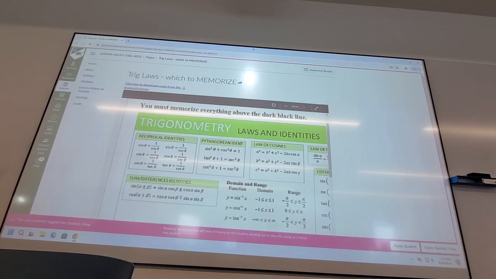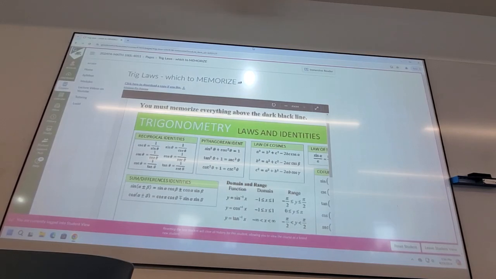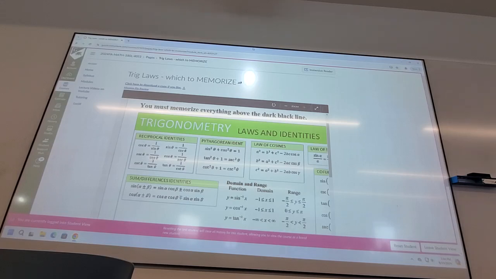So, let me ask you this, very off the cuff, kind of out of nowhere. Can anyone tell me anything besides what you see on the screen there about trigonometry? Give me one fact about trig. Unit circle exists. Yes? It's about ratios of triangles. I love it.